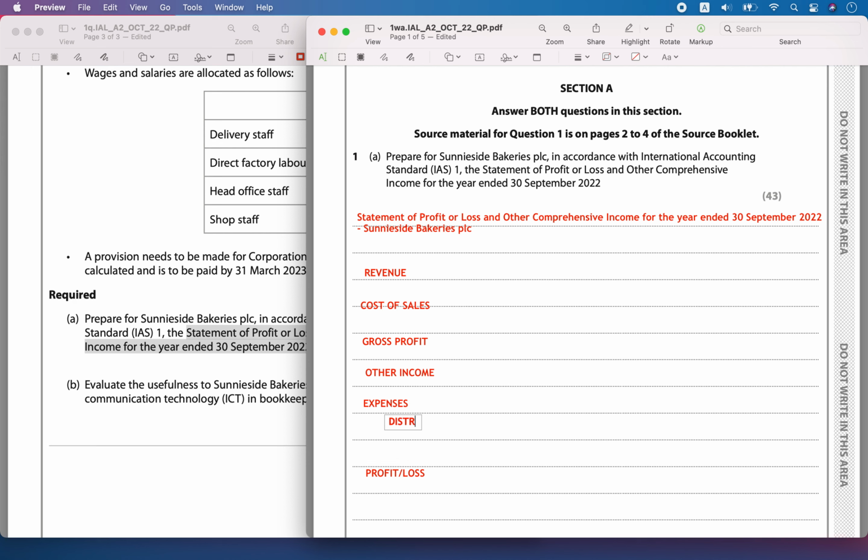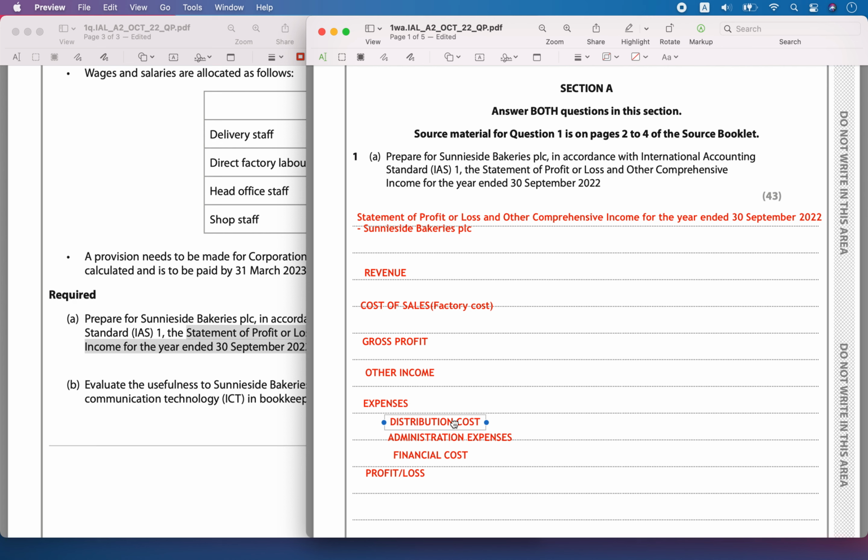First one is the distribution cost. Then you will have to identify what were the administration expenses, and what were the financial costs. And in the cost of sales, anything which is related to factory expense you will have to identify and put. Factory expenses you will have to put.